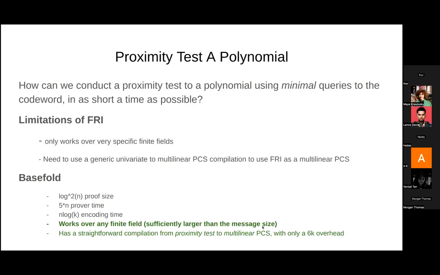I see. Yes, you're right. That's not stated super clearly. What I mean is a 6K overhead on top of the current FRI IOPP costs. Current 6K overhead over the current FRI test. So not over the compilation, but over FRI. So it's just FRI plus a little bit more computation, and you automatically get a multilinear PCS.